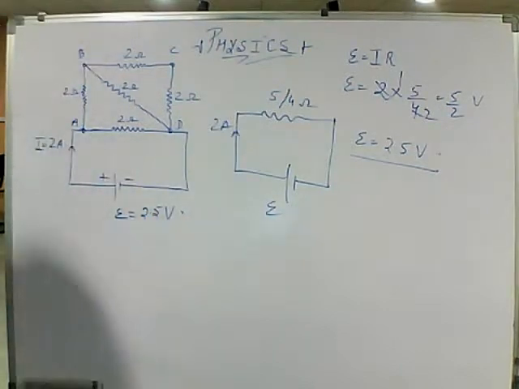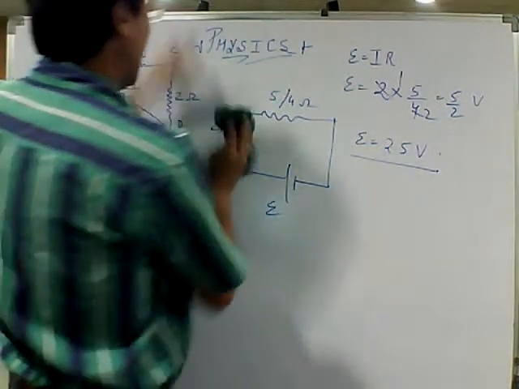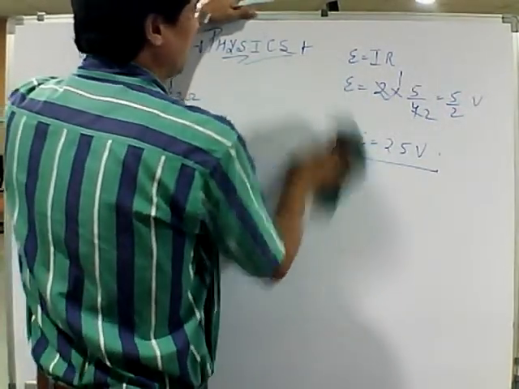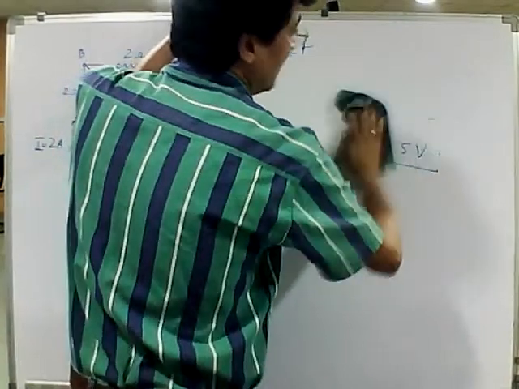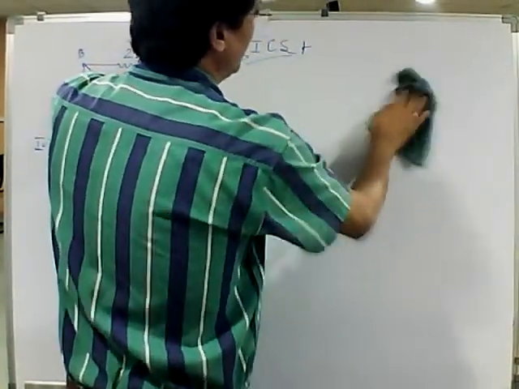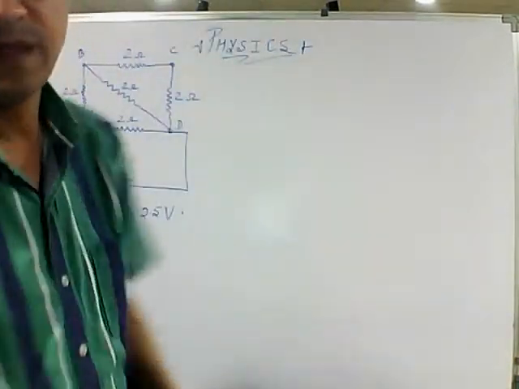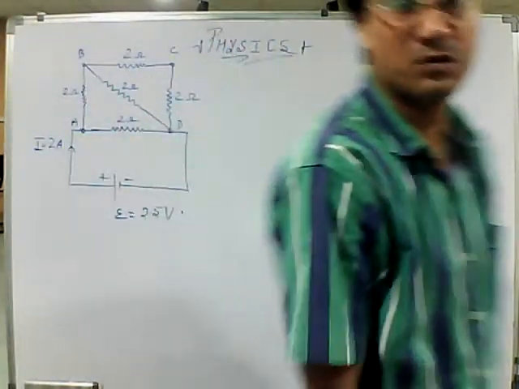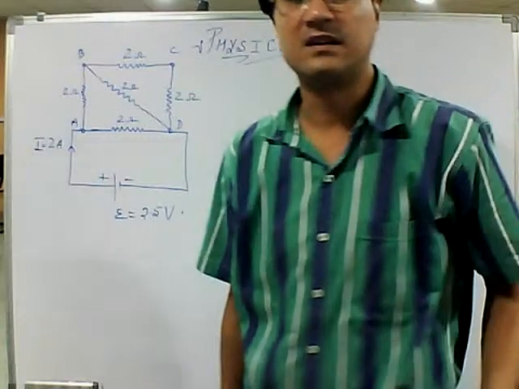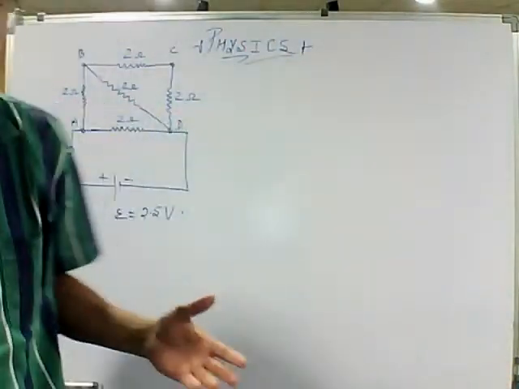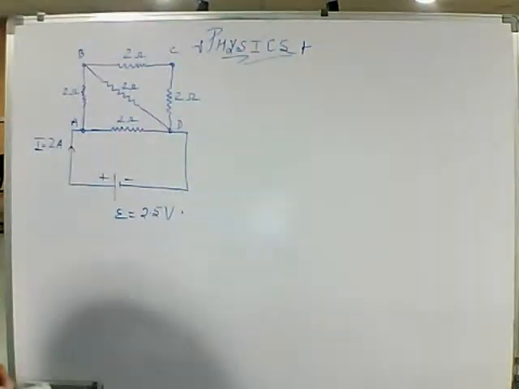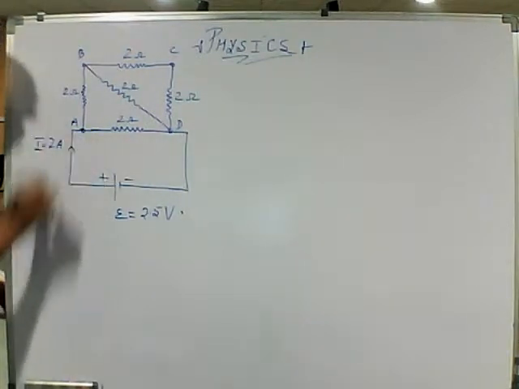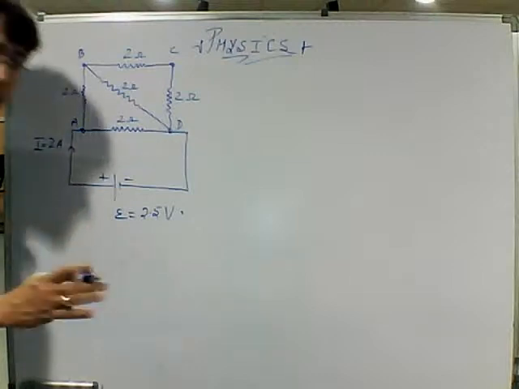Okay. So now we got this part, 2.5 volt. Now, to find out the current in each branch of the circuit, we need to use Kirchhoff's law. And for using Kirchhoff's law, first of all, we've got to take the direction of current. Okay, so let's start doing that. 2 ampere current comes over here. It will break over here. Fine, it will break over here.